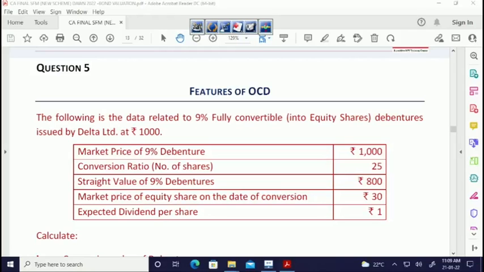Straight value, that is the present value of the coupon and the redemption at the YTM on a non-convertible bond in the market, is 800. That is the investment value. Market price of the equity share is 30. So 25 into 30 is the conversion value, N into S. You are going to get 25 shares, the share price is 30, so 750 is the conversion value. Dividend is 1 rupee per share.